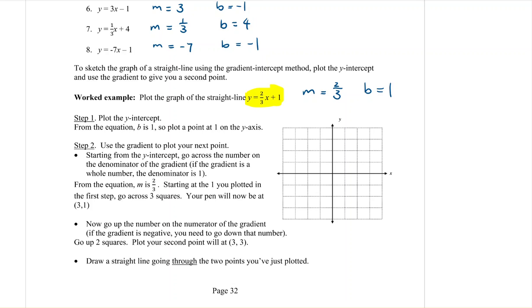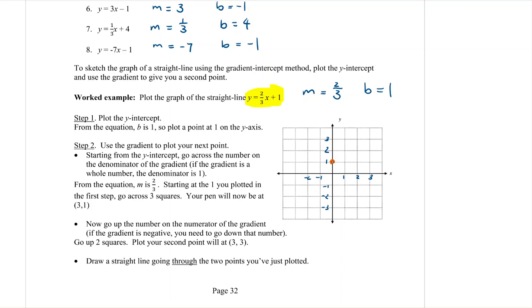So I go to my y-axis. I need some numbers on here. Let me just add a few numbers before I go. I go to my y-axis, and my y-intercept is 1. So put a dot, y-axis, at 1. Right there, orange dot. Always do that one first.